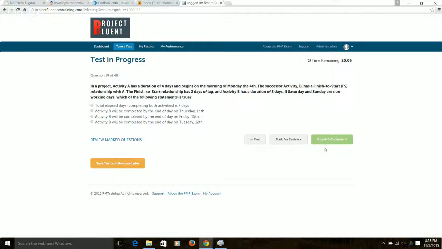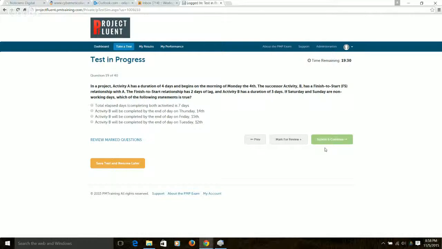Let me read the question again. This one might need to be read again. Activity A has a duration of 4 days and begins on the morning of Monday the 4th. Successor activity B has a finish to start relationship with A. The finish to start relationship has 2 days of lag, and activity B has a duration of 3 days. If Saturday and Sunday are non-working days, which of the following statements is true?